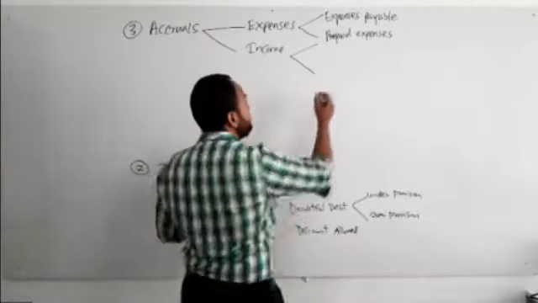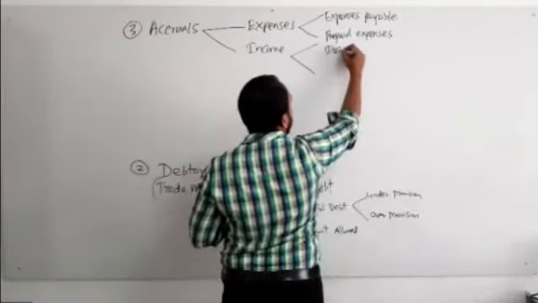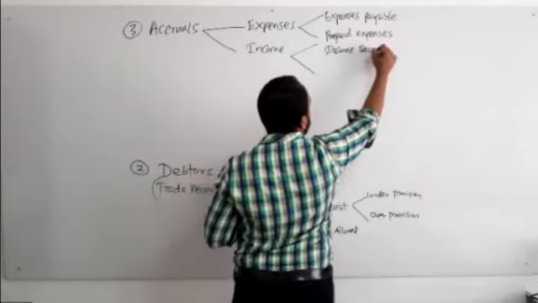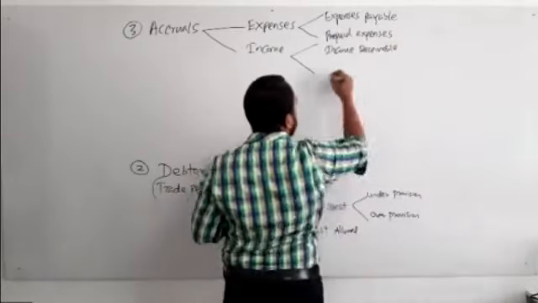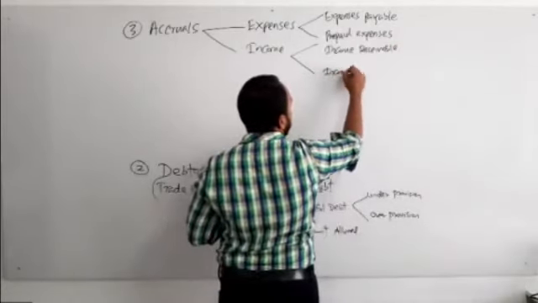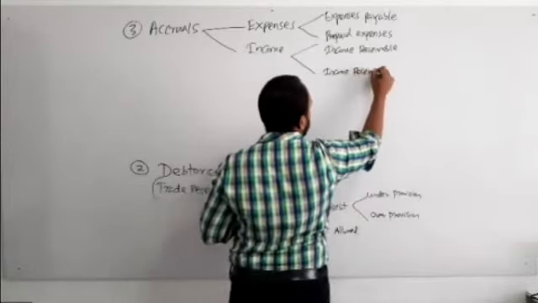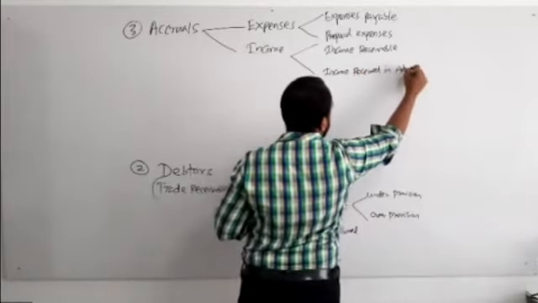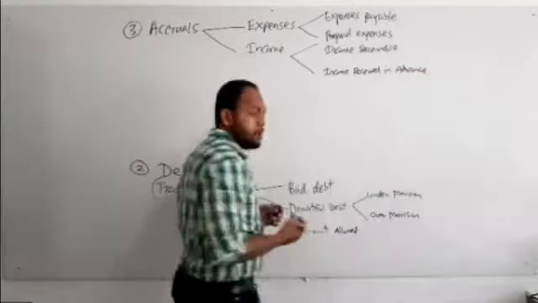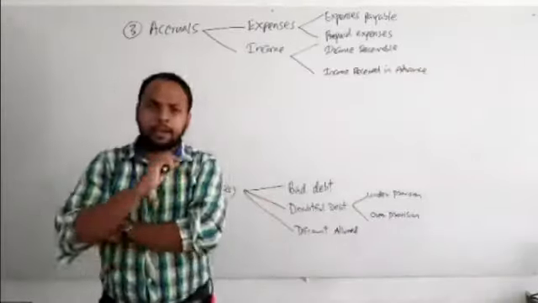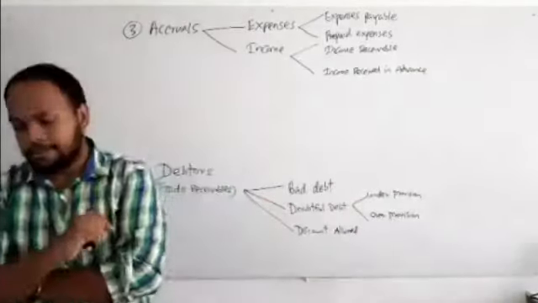Then income receivable and income received in advance. Income receivable and income received in advance.